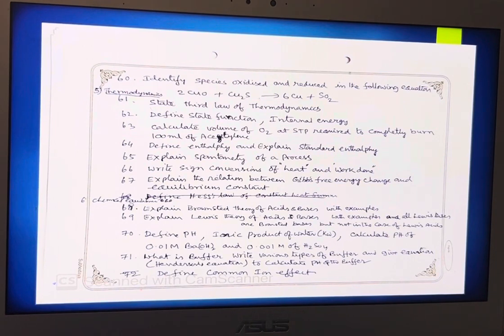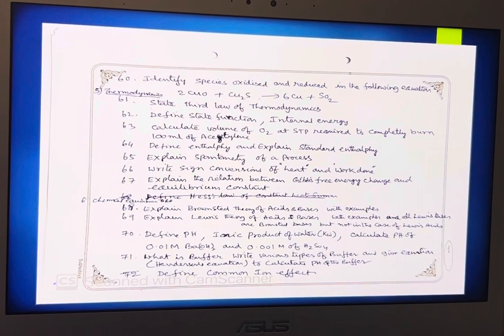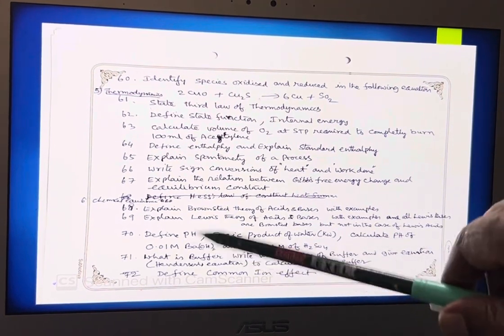If you calculate for the base, you will get first of all pOH. You know pH plus pOH is equal to 14. So, if you want to calculate pH, you have to first calculate pOH, and you subtract that pOH value from 14, that gives the pH of barium hydroxide.